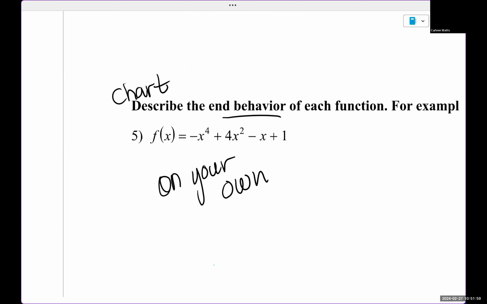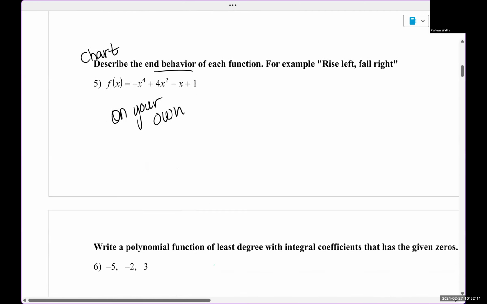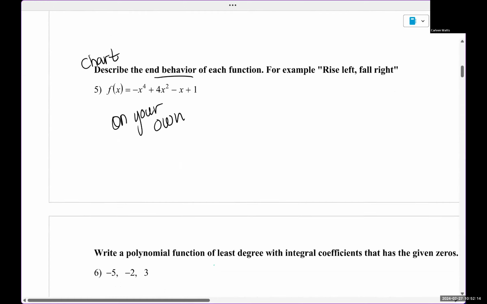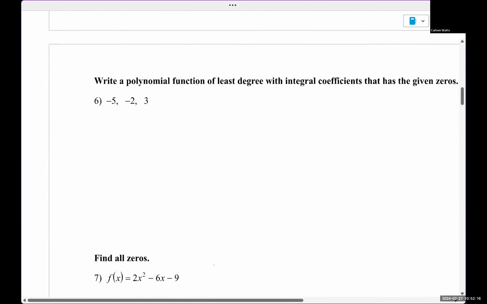Yeah. So at 12-ish, I need to go to lunch. So you need to be done by 12. Okay. And then it'll start back at 1. So, yeah. Okay. So you're going to do that one on your own or stick around and we'll do it at the end.